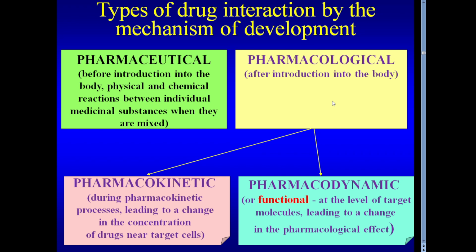Pharmacological interaction is interaction after introduction into the body, inside the body. But pharmacological includes pharmacokinetic interaction and pharmacodynamic. Pharmacokinetic interaction occurs during pharmacokinetic processes and leads to a change in the concentration of drugs near target cells, and because of this, a change of effect. Pharmacodynamic, synonym functional, occurs at the level of target molecules, leading to a change in the pharmacological effect. This is pharmacodynamic.